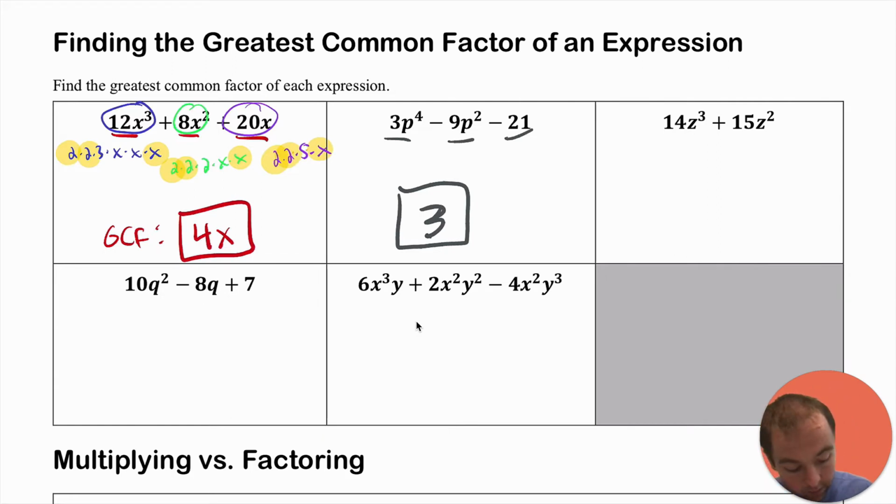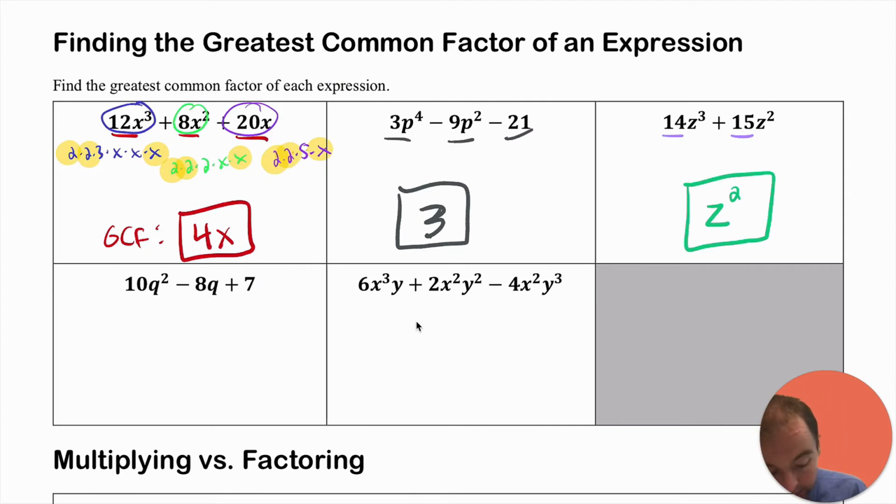For the next example, you've got 14z to the third plus 15z squared. So 14 is divisible by 14, of course, as well as 2 and 7, but 15 is divisible by none of those numbers, because 15 has completely different factors, 3 and 5 and 15. So 14 and 15 don't share any common factors other than a 1, so there's not really going to be a number aspect to the GCF other than, I guess, just a 1. But then for the variables, one's got a z to the third and one's got a z squared, so both terms will be divisible by z to the second, because that's the most that they would share. So it turns out that the GCF for that expression is going to be z to the second power.